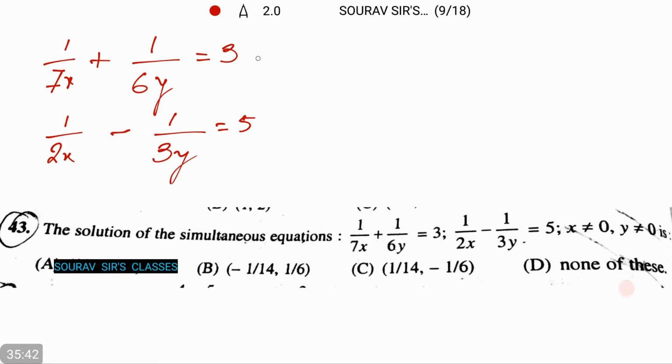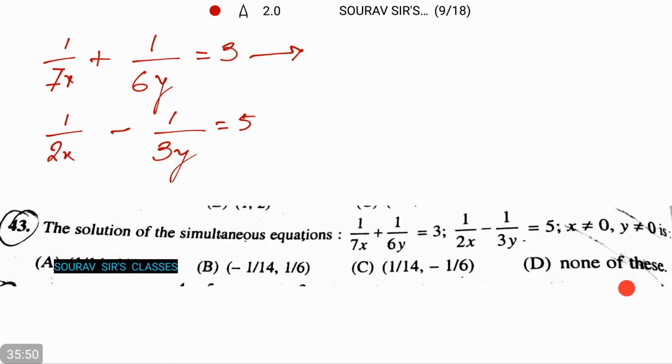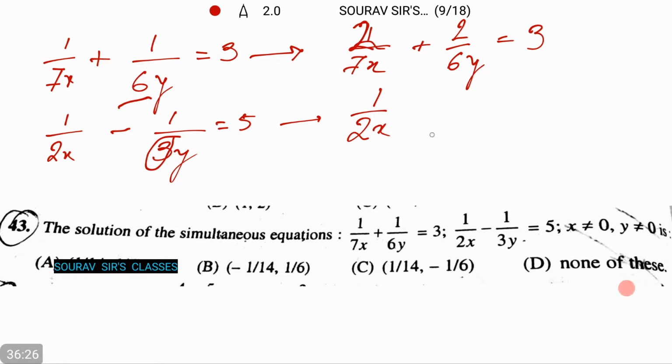Okay, so let us multiply this equation by 2. Now, why am I doing this? Because if we do so, this 6 will get cancelled out and will be replaced by 3, which is the coefficient here. So 1 by 7x will become 2 by 7x plus 2 by 6y equals 3. And let's leave the second equation as is: 1 by 2x minus 1 by 3y equals 5. So 2 and 6 cancel out, and this becomes 1, this becomes 3.